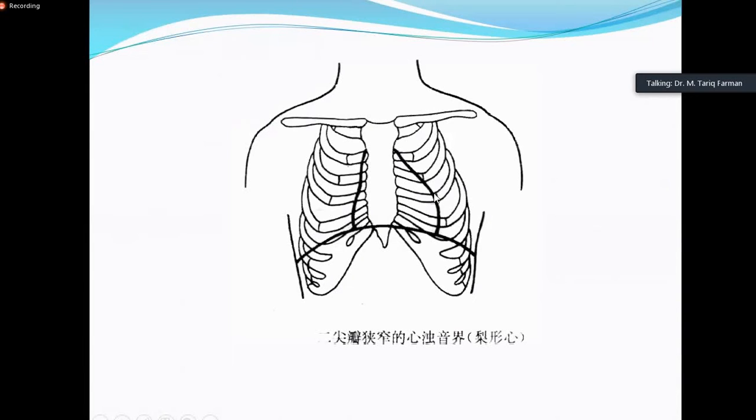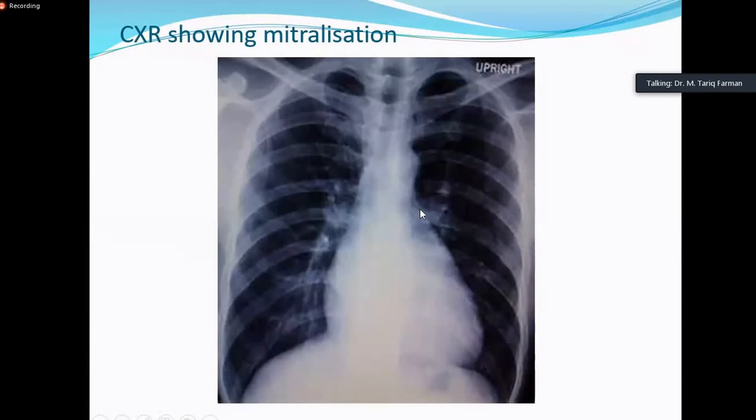On X-ray, you should see this left border of the heart, right? If you have straightening of this left heart border, this is called mitralization. The straightening of the left heart border is called mitralization because of pulmonary artery fullness and left atrial enlargement. So this border has become straight in case of mitral valve disease. You can see on the X-ray this straightening of the left heart border. This is called mitralization, right?